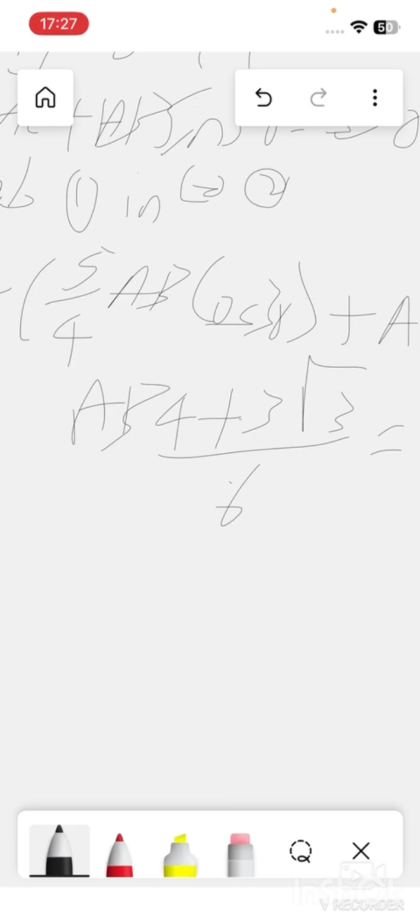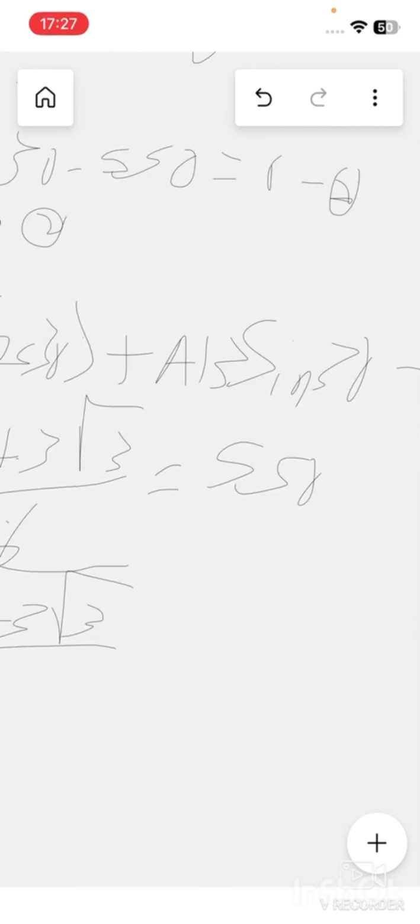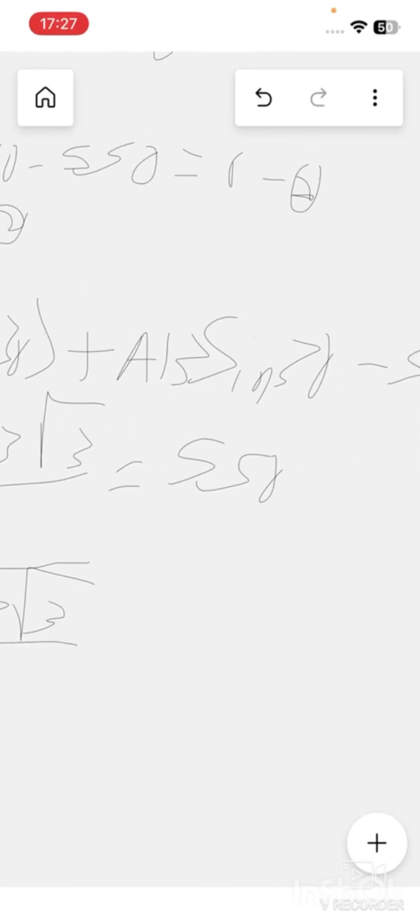Therefore, we want to make AB the subject of the formula. Therefore, we're going to divide all over by 4 plus 3 root 3 all over 6. Let's go to this side. The same applies. What you do on your left hand side, you do on the right hand side.